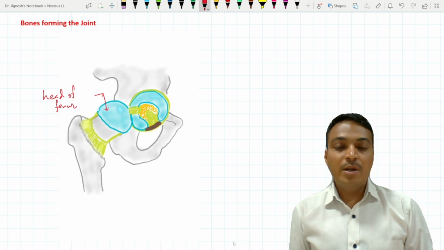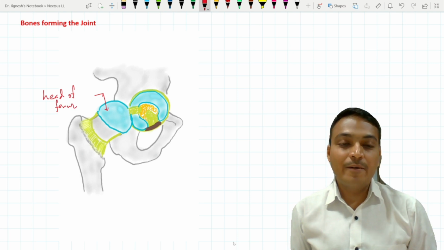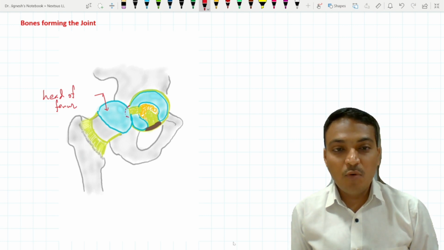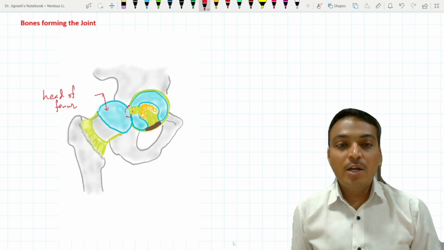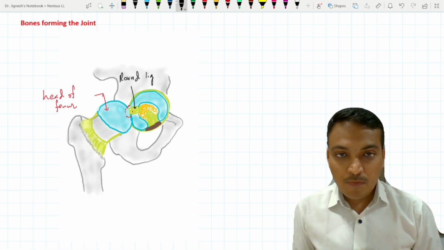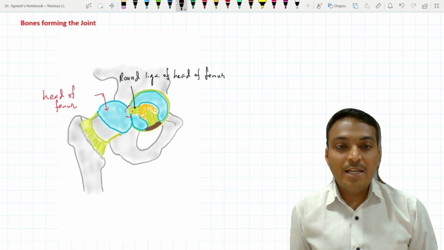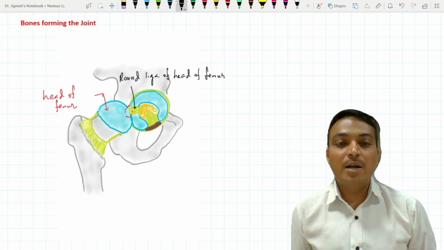This head of the femur is nearly 3/4 of a sphere, and most of the part is articular except at the fovea, and this foveal region provides attachment to the round ligament of the head of the femur. The head has articular cartilage over it, and this articular cartilage is thicker in the center part while it is thinner at the peripheral part.